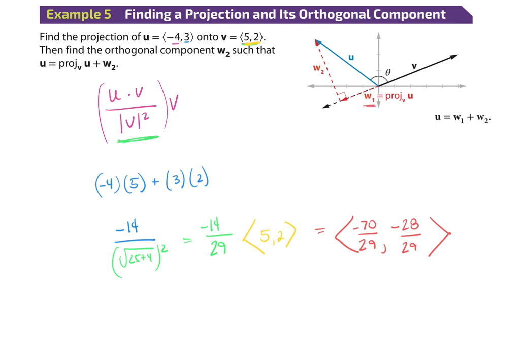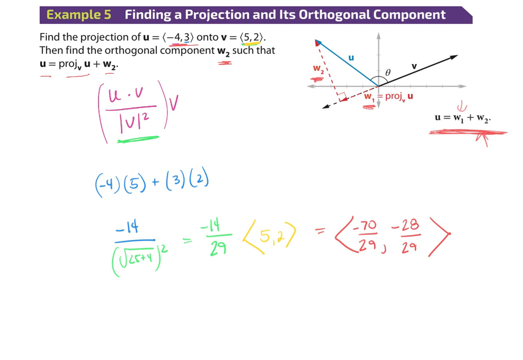Now it says, find the orthogonal component W2 such that U equals the projection plus W2. So they want to find this piece of it right here, the W2. We found the W1. They want the W2. Well, this is from part of my proof. We're trying to find the piece that would make this true. I have U. I now have W1. I'm just solving.